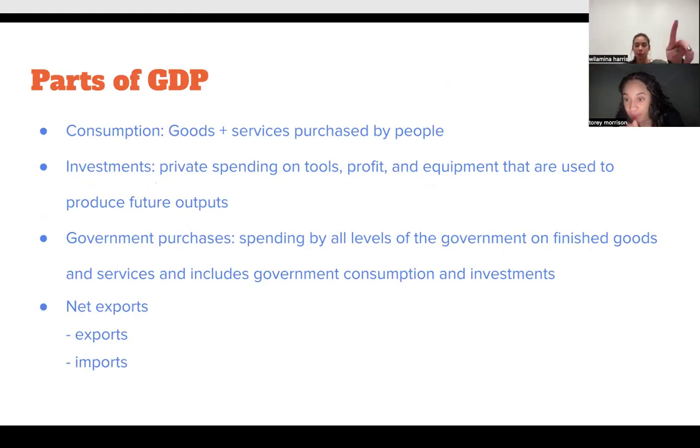Spending approach is what again? Spending approach is, so what's on this slide now is consumption, investments, government purchases, and net exports.